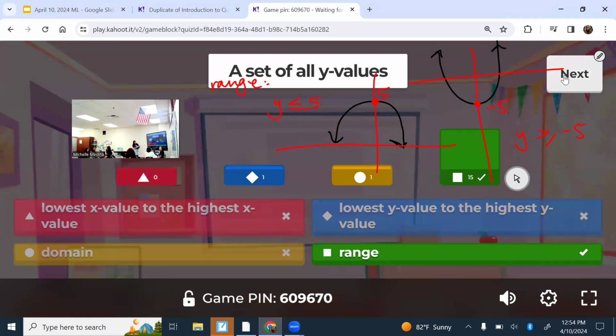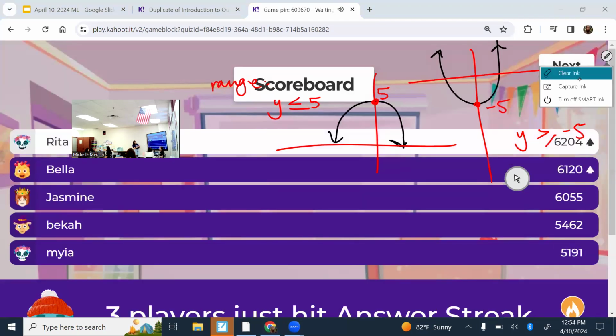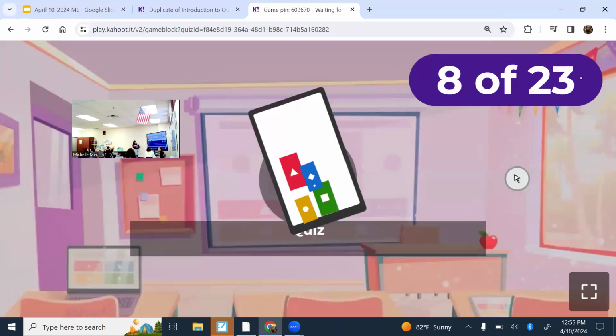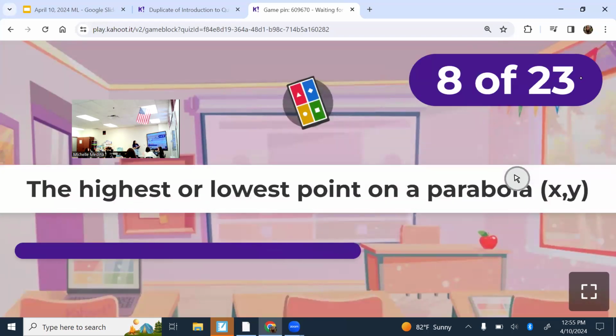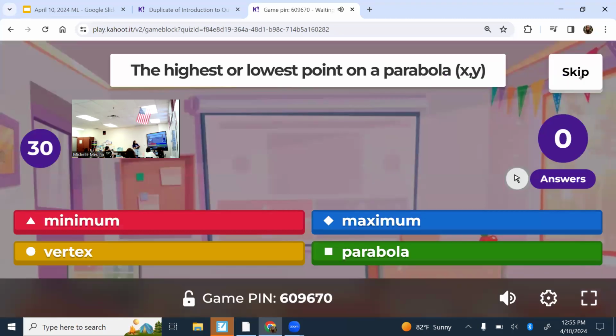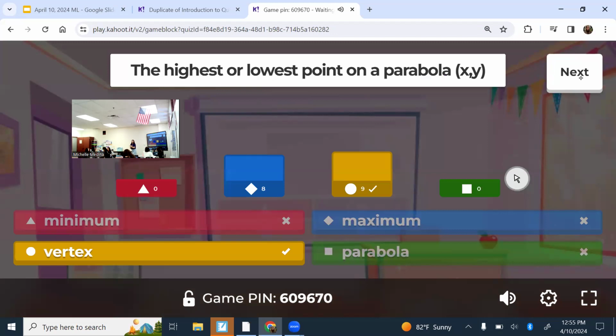Okay, so here's the next one. The highest or lowest point on a parabola. No, vertex. So it says highest or lowest. In other words, the turning point of the parabola is your vertex. That's good. Next one.